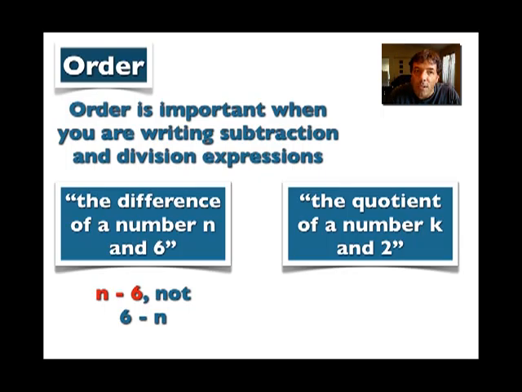And the same is true for division. The quotient of k and 2 is k divided by 2, not 2 divided by k, because that could result in two entirely different answers. So when we're dealing with subtraction and division, we've got to keep in mind that the order is going to be really important.